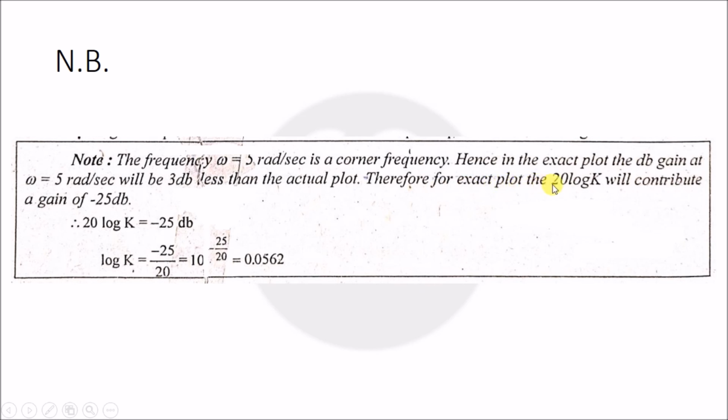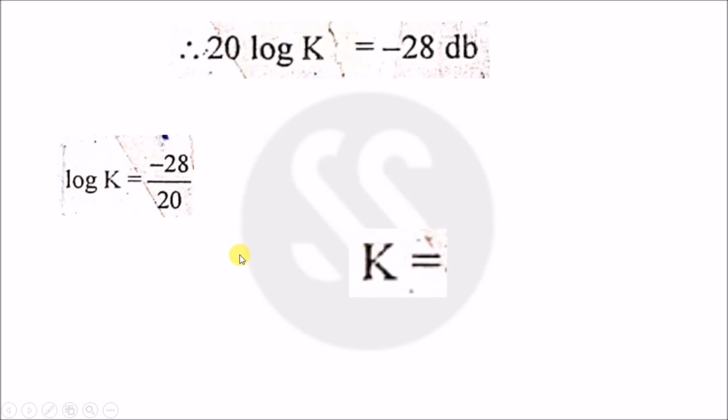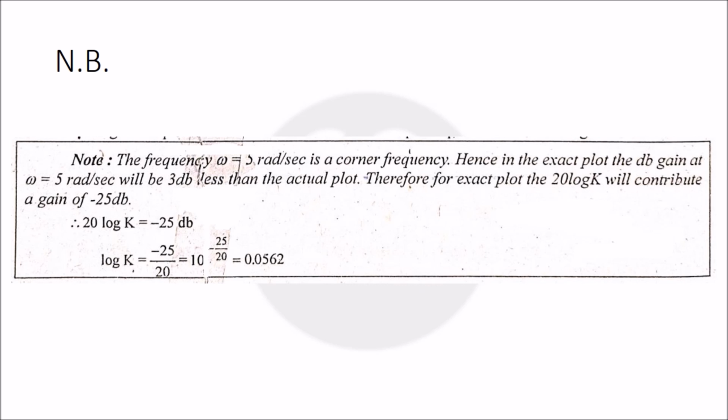Therefore, for the exact plot, 20 log k will contribute a gain of minus 25 dB, which is equal to minus 28 plus 3. After that, we find the value of k. I'll get 0.0562. So it was asking for exactly at 5 radian per second. You can see here the deviation will be 0.0398 and here 0.0562. This is the deviation. If they ask for the k value not at the corner frequency, then the deviation will be 0 because we will not add this 3 dB.